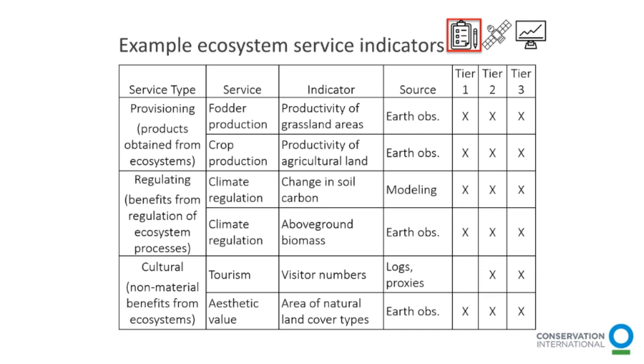I've also given some examples here of different types of regulating and cultural service as well, and the tiers within which they would fall. So this is just a partial table. Again, you'll want to see the guidelines on developing a framework for monitoring resilience of food security that I mentioned before for the full set of indicators.